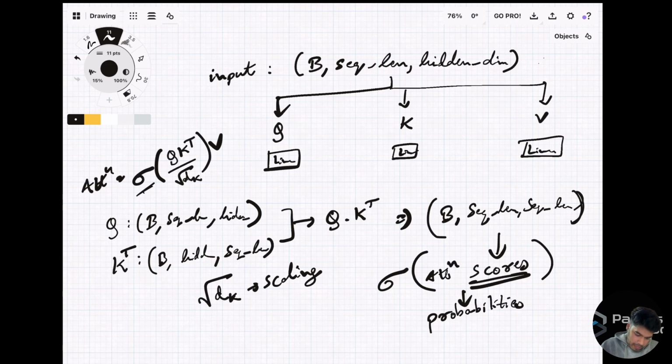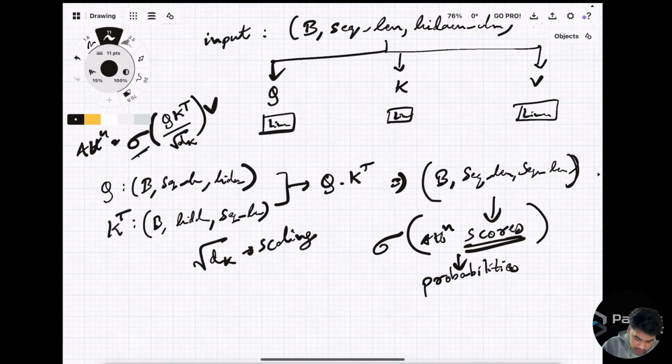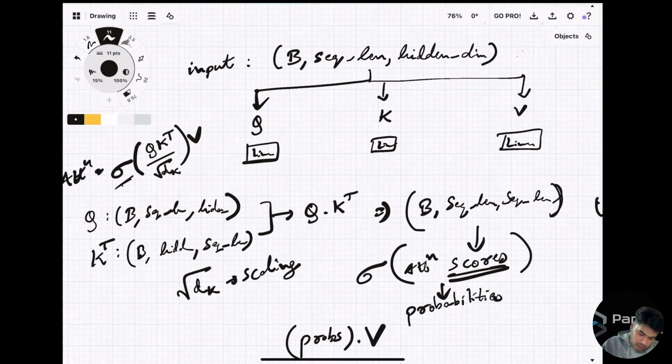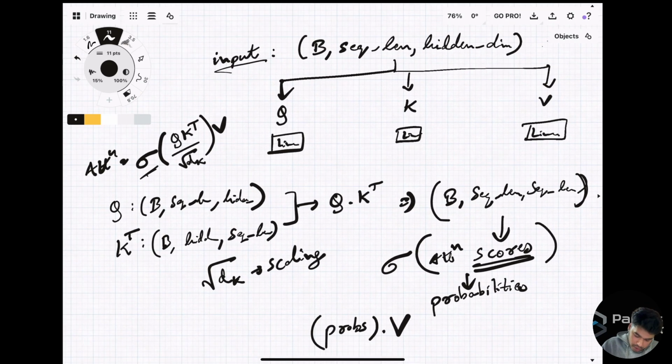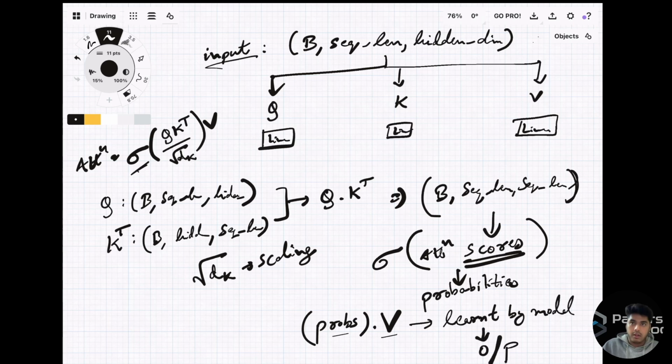Correct. Now these probabilities are multiplied with values, which are, again, a copy of the input. So the idea is we are multiplying this set of probabilities with V, and this entire process is learned by the model to give us a certain output that is desirable.